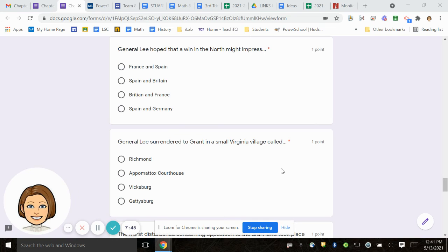Number 17. General Lee hoped that a win in the North might impress who? France and Spain, Spain and Britain, Britain and France, Spain and Germany. Number 18. General Lee surrendered to Grant in a small Virginia village called Richmond, Appomattox Courthouse, Vicksburg, Gettysburg.